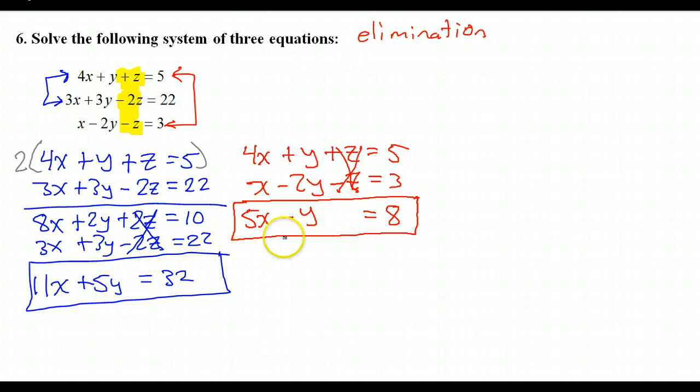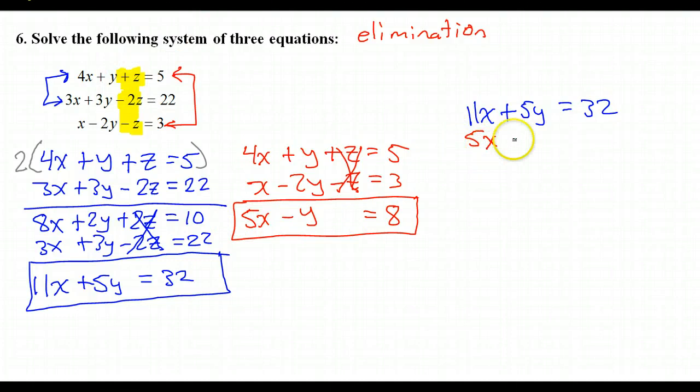Now I've got two equations that only have x's and y's in them. All I'm going to do is take those two equations, put them together into a system, and solve it. So remember the blue equation? I'm going to put that over here. So I have 11x plus 5y is equal to 32. I just copied that from right here. Remember the red equation? We just got it. So it's 5x minus y is equal to 8.